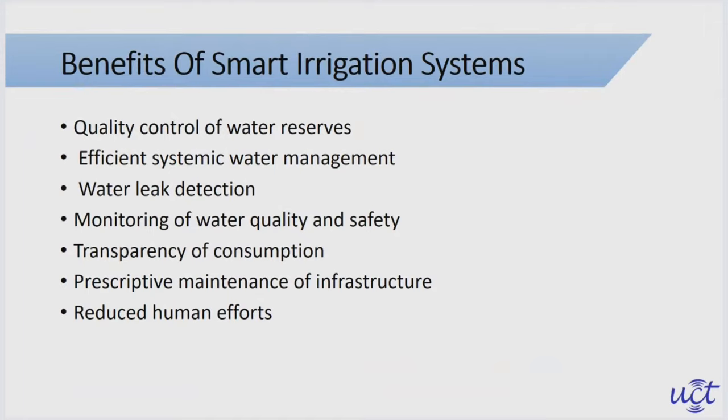Predictive maintenance of the infrastructure can be done too, like if some kind of anomaly is detected in the irrigation system, it can be addressed. And overall, it reduces the human effort, because now the irrigation system is smart. No human intervention is needed. Everything is taken care of with the help of sensors and software. So human intervention is reduced to a very low level.